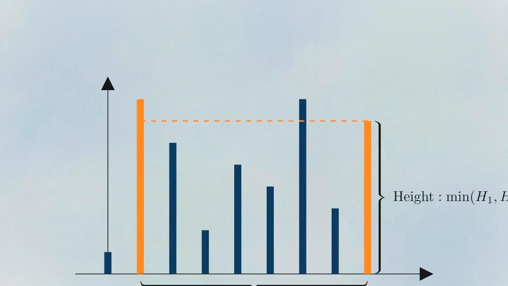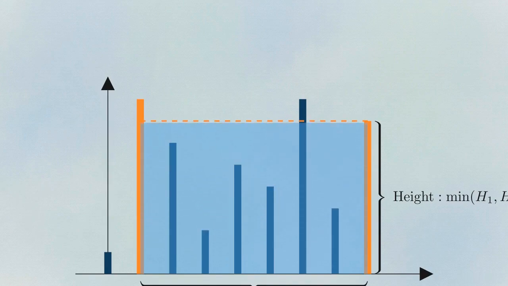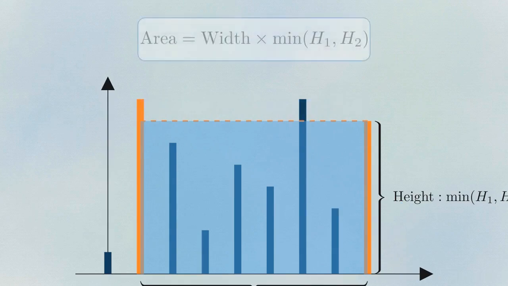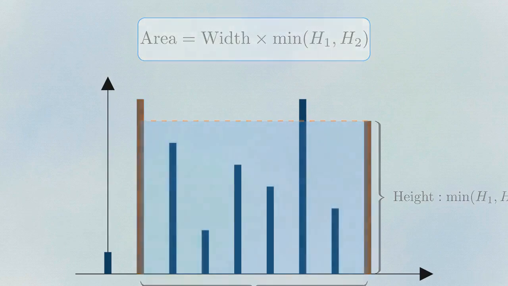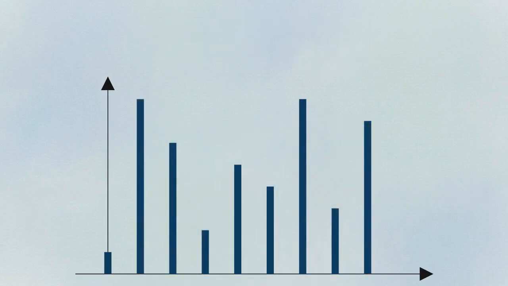But the height of the container is strictly constrained. If we try to fill the water past the shorter of our two lines, it simply spills right over the edge. That physical constraint gives us a concrete mathematical formula. The total area is the width multiplied by the minimum height of the left or right line.